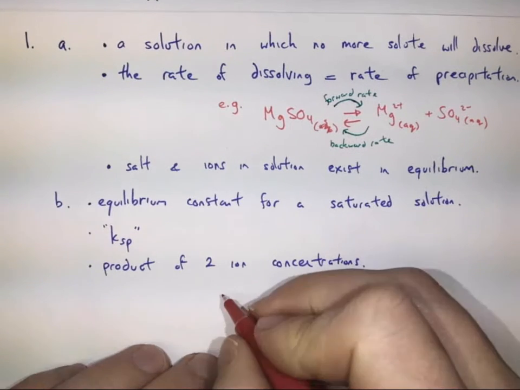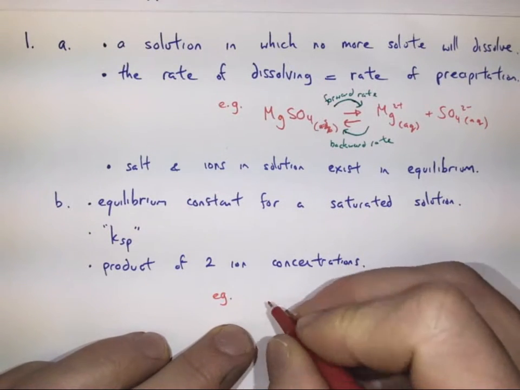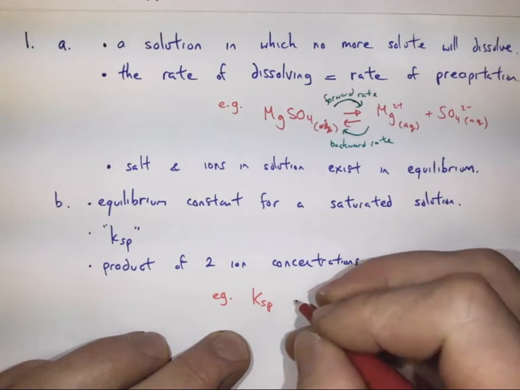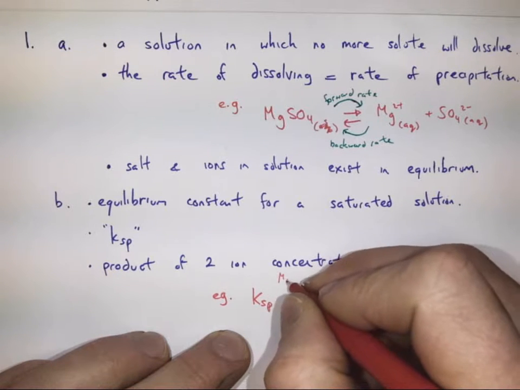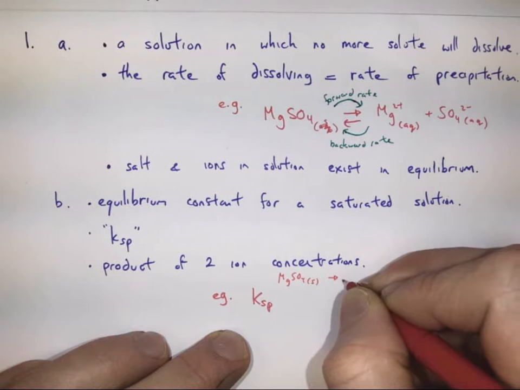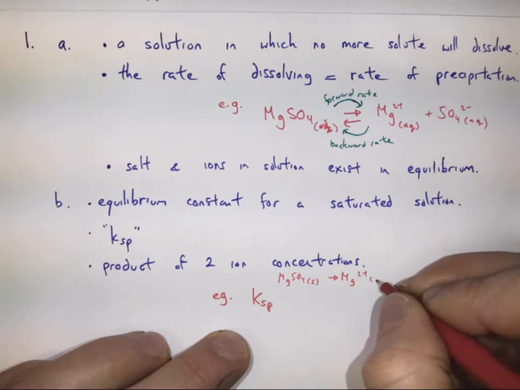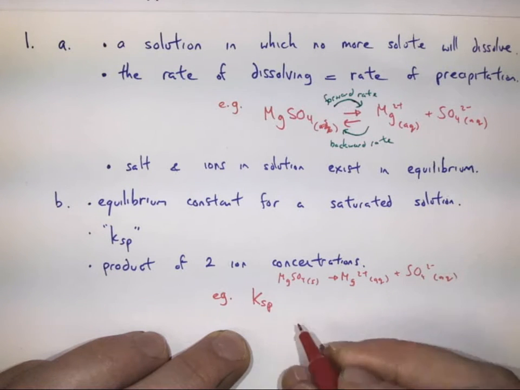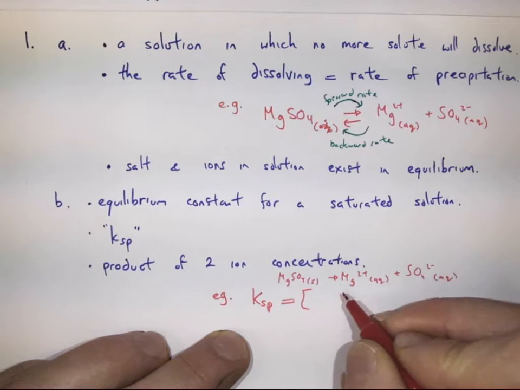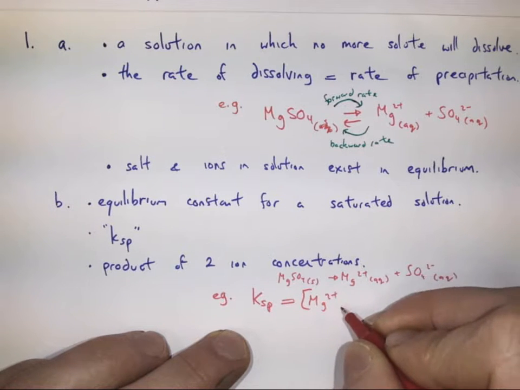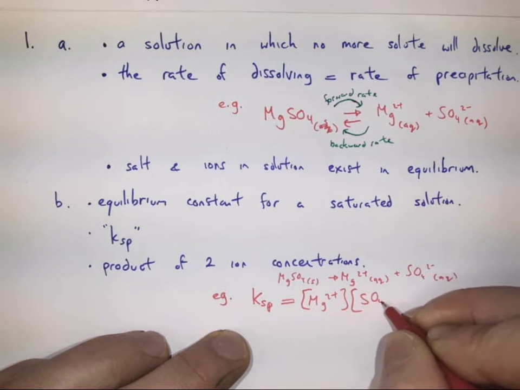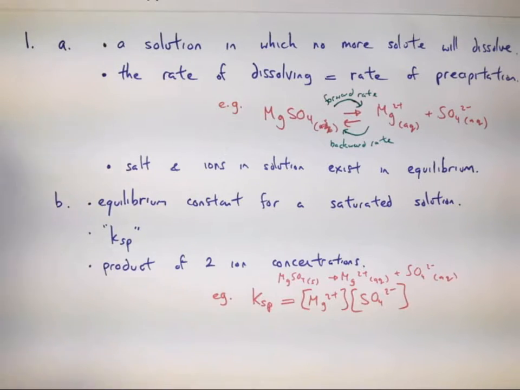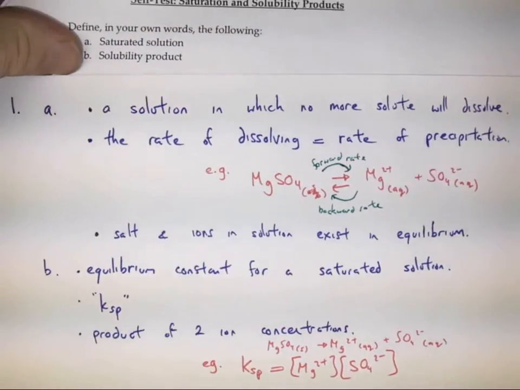And I might do another example. For example, for the Ksp for magnesium sulfate, I might use the above example, MgSO4 solid goes to some magnesium ion, which is aqueous, and a sulfate ion, which is aqueous. The Ksp is really equal to just the concentration of magnesium and the concentration of sulfate multiplied together. That should be sufficient. All right, let's move on to question 2.